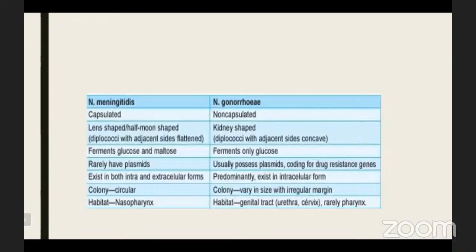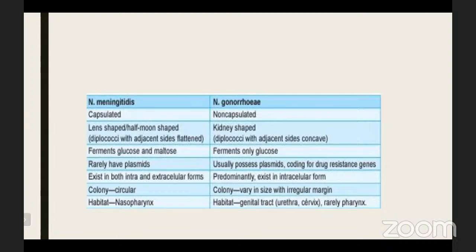Difference between Neisseria meningitidis and Neisseria gonorrhoeae. Neisseria meningitidis is capsulated. Neisseria gonorrhoeae is non-capsulated. Neisseria meningitidis is lens-shaped or half-moon shaped, diplococci with adjacent sides flattened. Neisseria gonorrhoeae is kidney-shaped, diplococci with adjacent side concave. Neisseria meningitidis will ferment glucose and maltose. Neisseria gonorrhoeae will ferment only glucose.